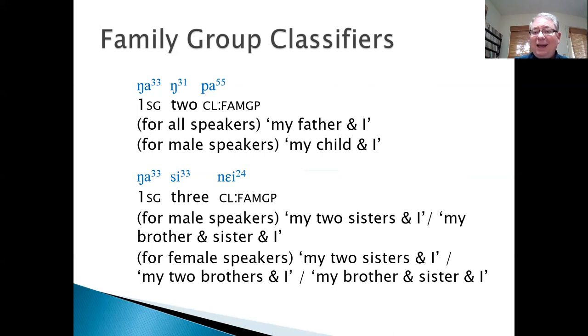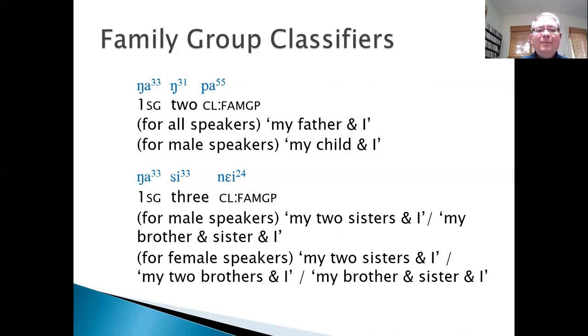Of course, if it's a 10-year-old boy saying this, then obviously it's only going to mean my father and I. Or if it's an older man who has no children, and you know that, then obviously the phrase is also only going to mean my father and I. So you can see these are rather complex in how they're interpreted. You need to know a lot of information. Things get even more complicated when the numeral is higher than two, and you use maybe one of these other classifiers.